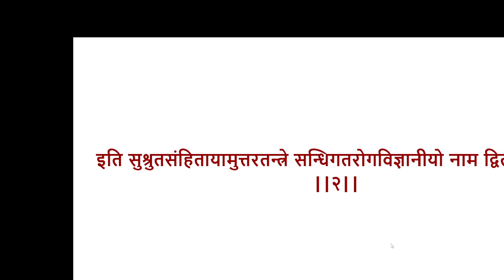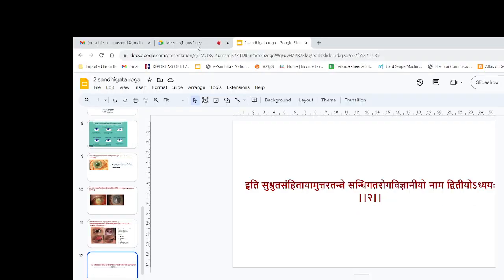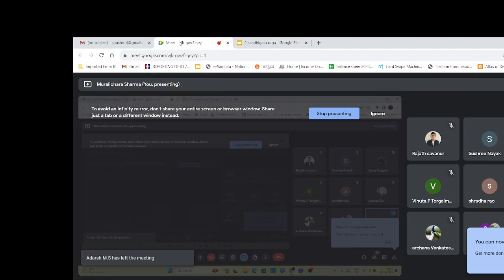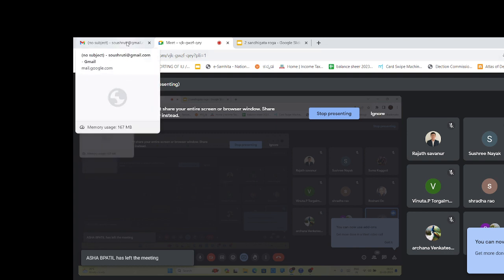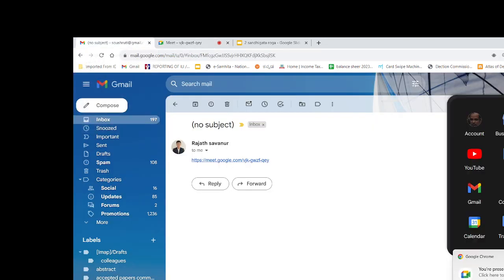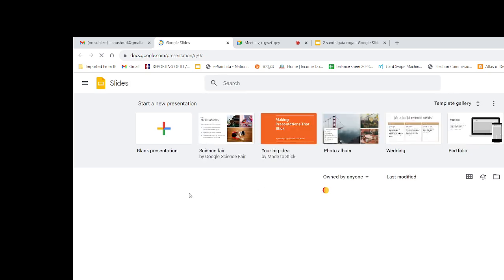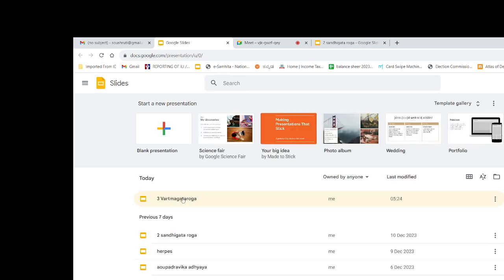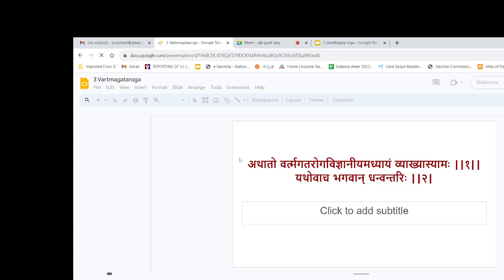Next is about the Vartmagata Vyadhi. I think we will continue in the next session. Today, of course, we finished a bit early, because the chapter is shorter. The Sandhigata Vyadhi chapter is a bit bigger. We will take up some of the diseases today, and then maybe we will reserve the portion for the next condition, Vartmagata Vyadhi. So, next is about the Vartmagata Vyadhi.